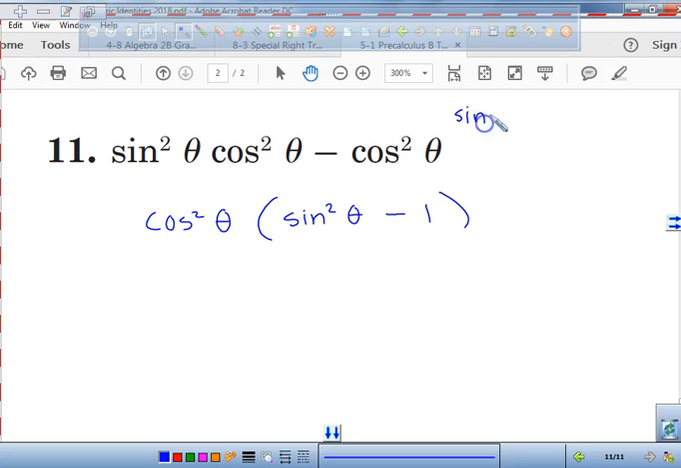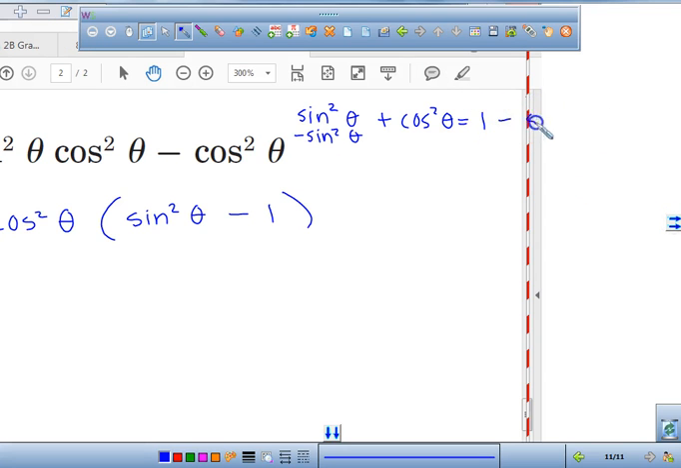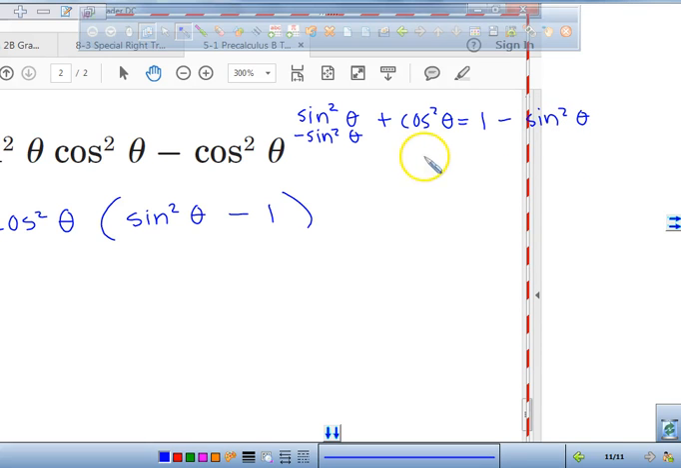Now, write this down. Sine squared of theta plus cosine squared of theta equals 1. Now, if I take away a sine squared of theta from both sides, what is the cosine squared of theta equal to? It's equal to 1 minus the sine squared of theta. So what is cosine squared of theta always equal to? 1 minus sine squared theta. Do we have a 1 minus sine squared theta? Well, no. We have a sine squared theta minus 1.